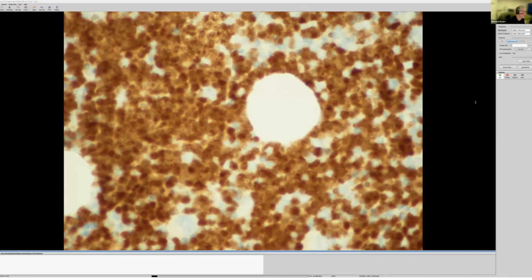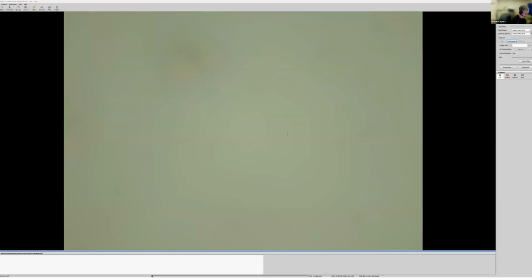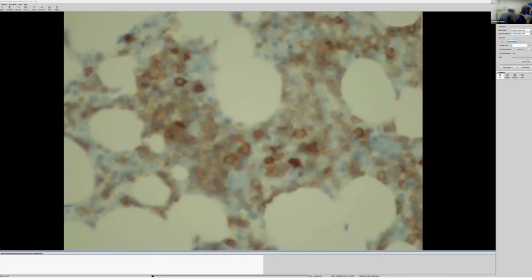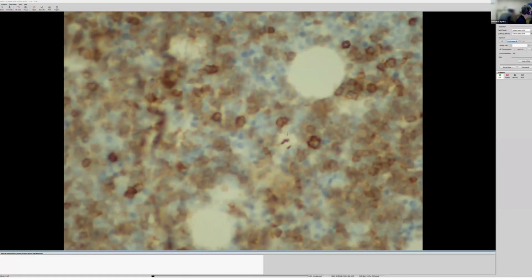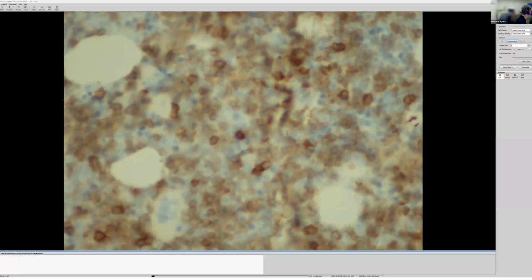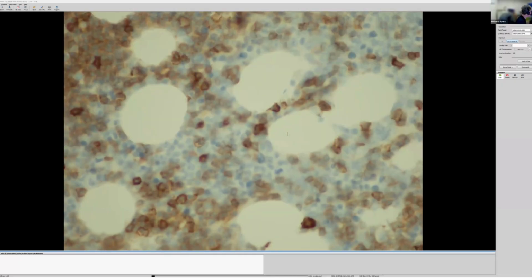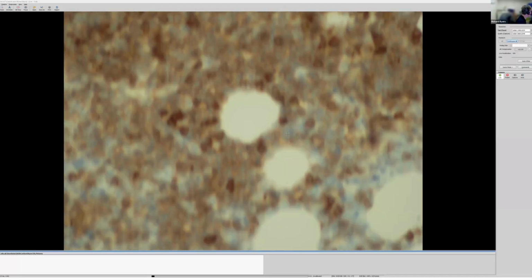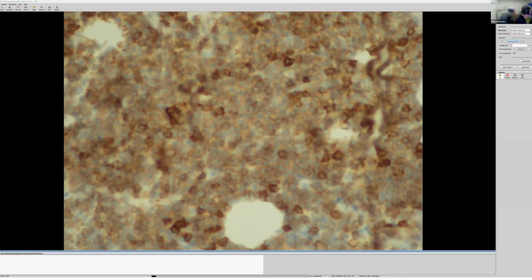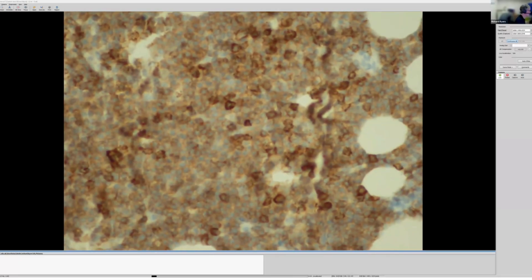So CLL can undergo transformation to Hodgkin's. Are those large cells CD20 and CD5 positive? So the large cells, if we look at the large cells, let's go for CD5. Well, that's probably an easier marker to look at. I mean, with these, yeah, I think they are. Yeah, they are. I mean, this has got some larger cells here. I think they are positive for CD5.